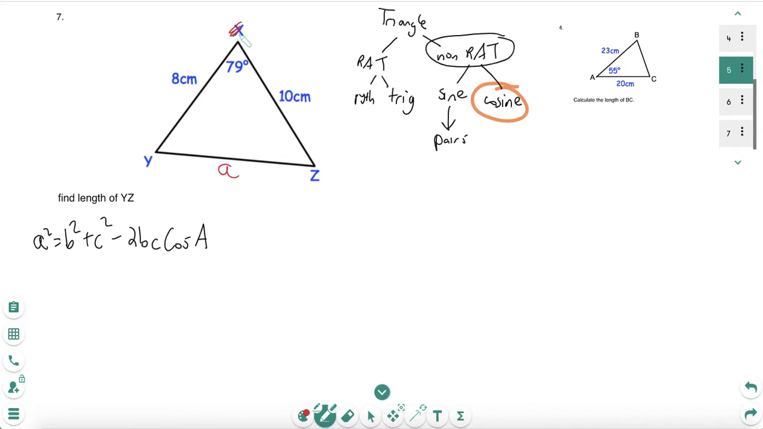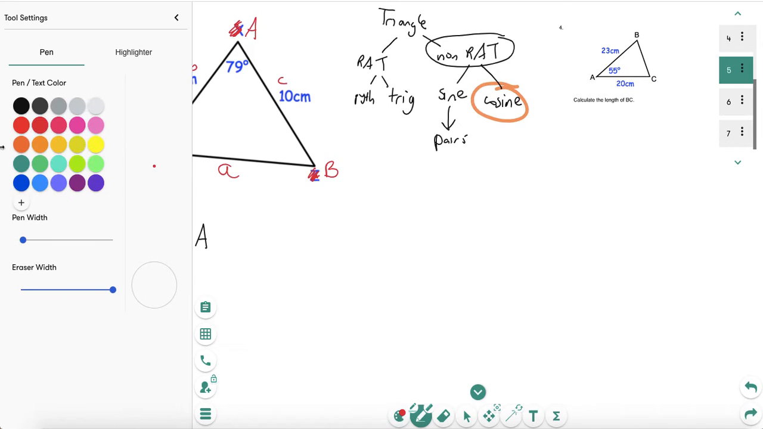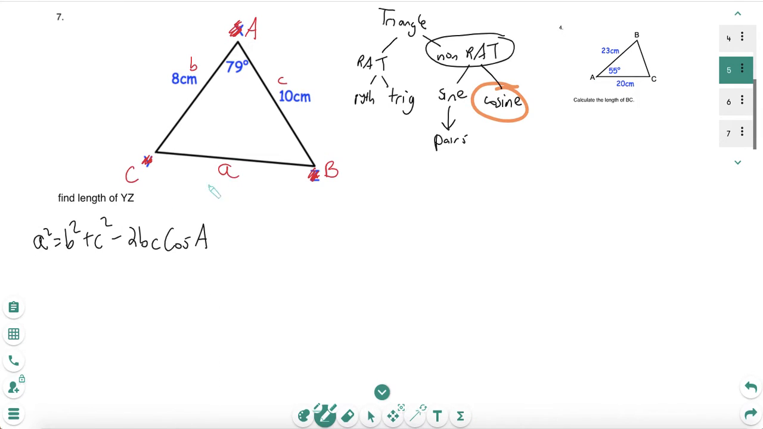And this is angle A, so we can cross out x, y, z. We don't need that anymore. We can call this B and side B, and call this C, and this is side C. Okay? And we're just going to fill it out. A squared, well, A is unknown, so we'll call it x squared, equals B squared, so 8 squared, plus C squared, 10 squared, minus 2 times B, which is 8, times C, which is 10, times cosine A, 79. All right, just like that.